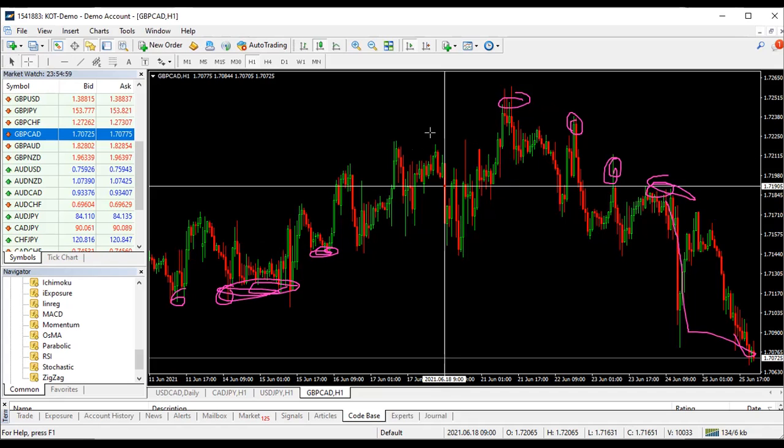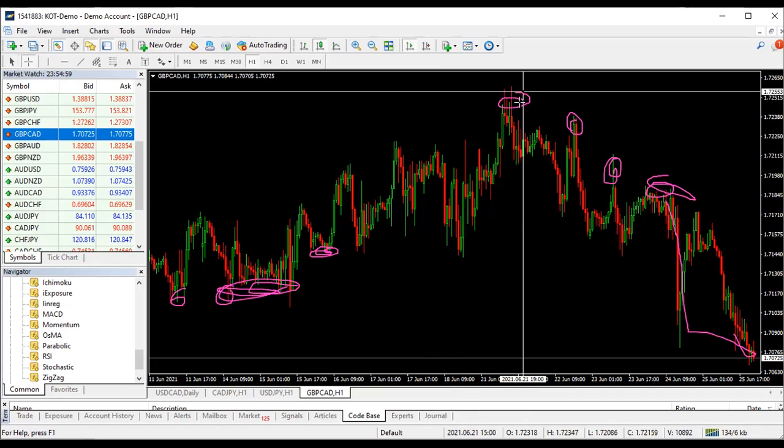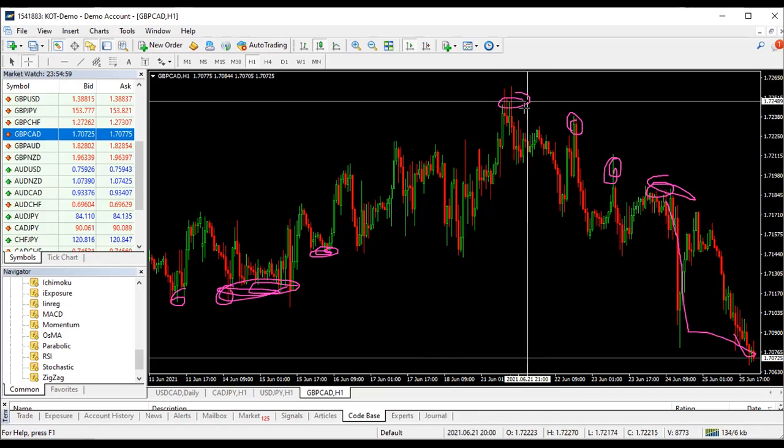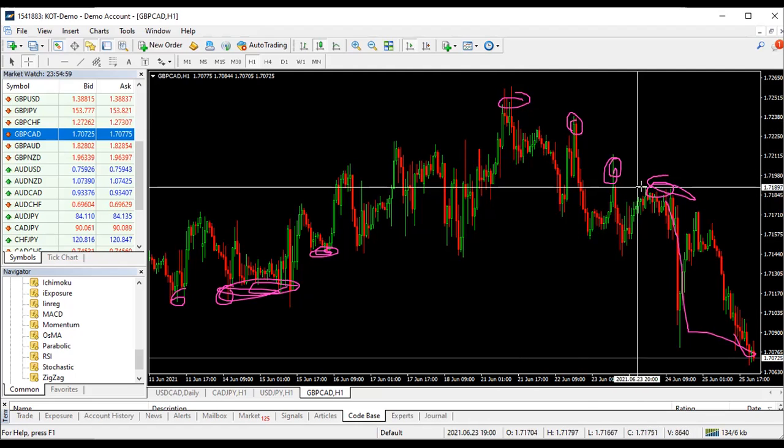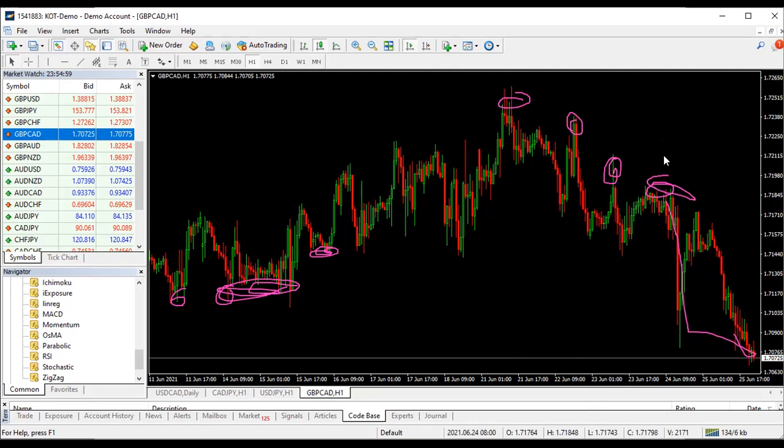On the downside of things, this is 1. This is 2. This is 3. So even if you took this trade from this level here, no single loss so far. It went down all the way up to 106 pips. You would have not made a single loss so far.